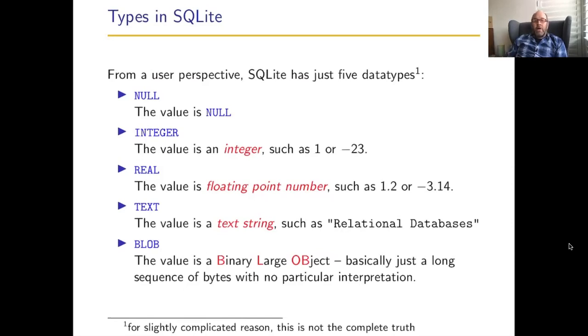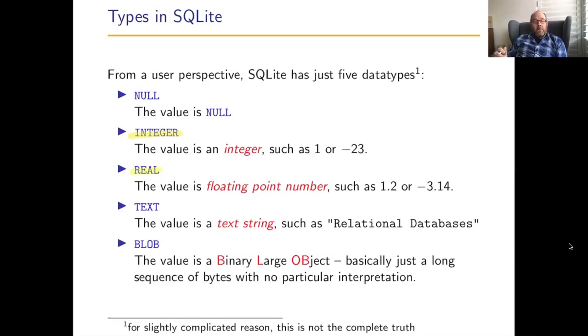SQLite has only 5 types. And in fact, there's only really 4 types that we are going to encounter. The first type is the null type. The only thing that the null type can store is the value null, so it's really just a value and a type at the same time. Integer: a column declared to be of type integer can be used to store integers. Integers are whole numbers, positive or negative, so 1, 10, minus 23, and so on.